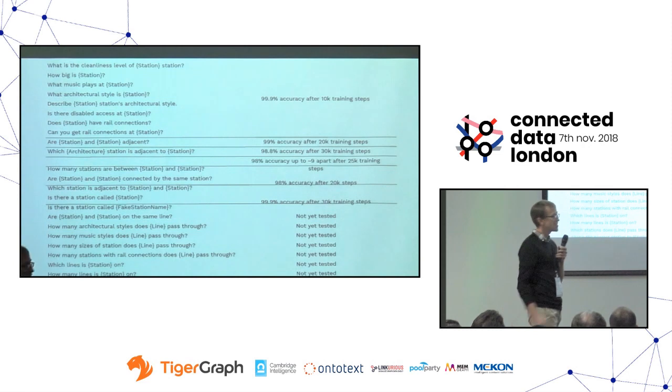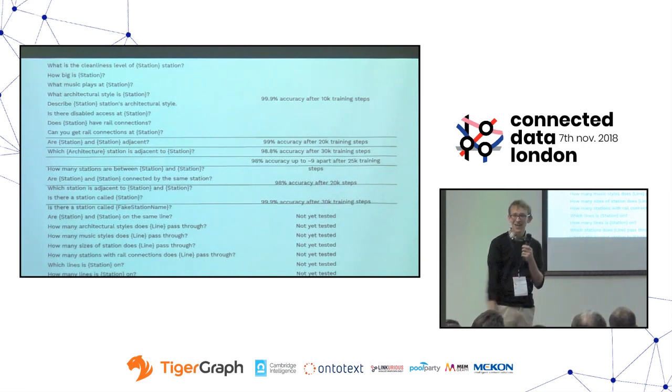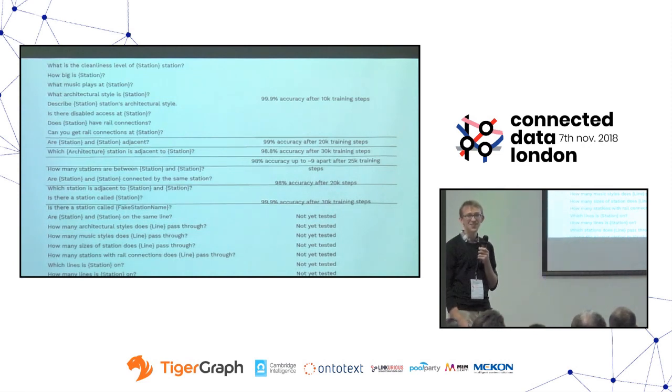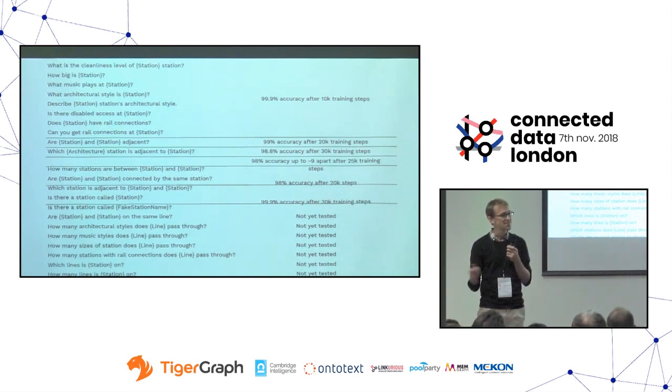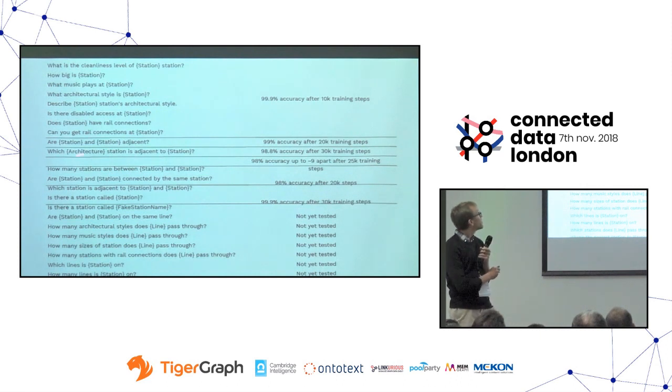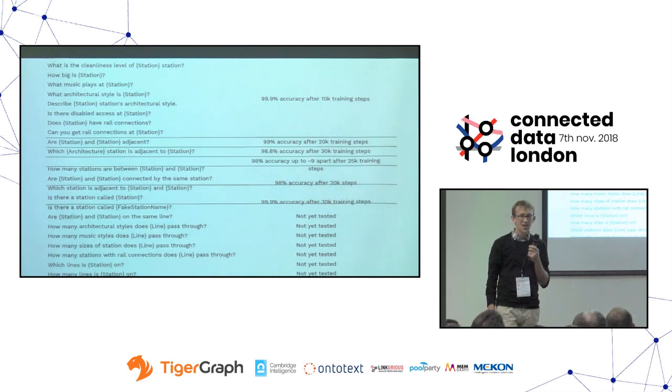Does this node exist? That is surprisingly hard to do with neural networks because they're often trained to pick the right answer on the assumption that a right answer exists. And training it that there's no right answer is quite hard. How many stations are between station and station? To answer that, it also has to find the shortest path. You have to find the shortest path between two stations.